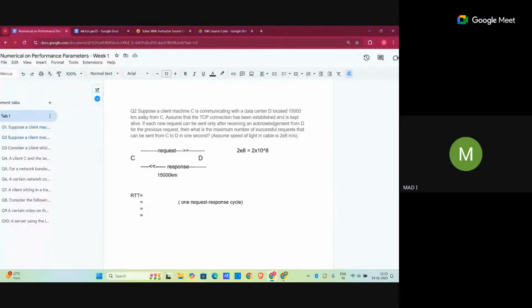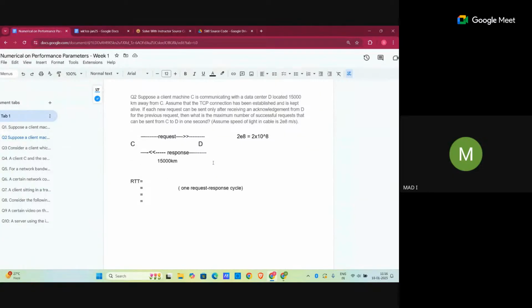Here, suppose a client machine C is communicating with a data center D located 15,000 kilometers away from C. Assume that the TCP connection has been established and is kept alive, and each new request can be sent only after receiving an acknowledgement from D for the previous request. Then what is the maximum number of successful requests that can be sent from C to D in 1 second? Okay, so what is asked? We have to calculate the maximum number of successful requests that can be sent in 1 second.